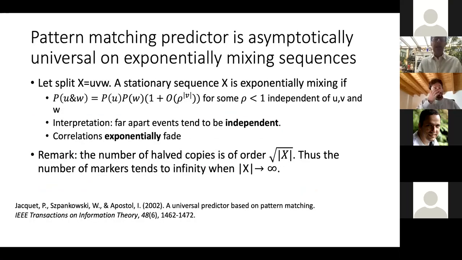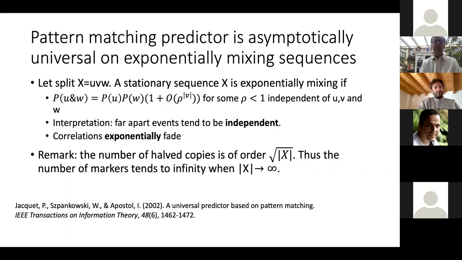It is universal in the case when the sequence is stationary, so it means that it has a probabilistic model, and the probability doesn't depend on the translation on the text. And it also needs to be exponentially mixing.